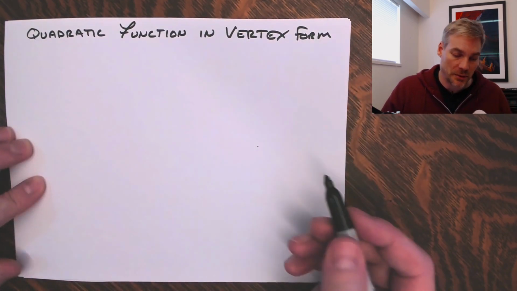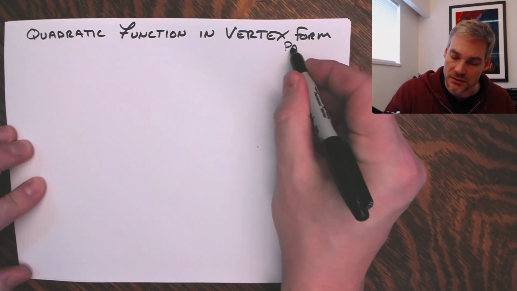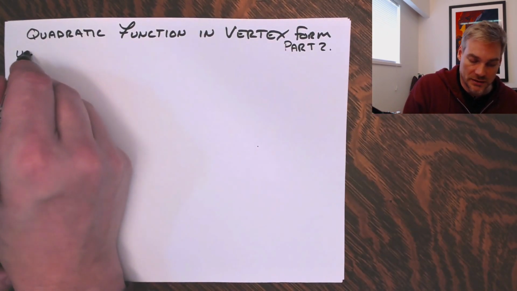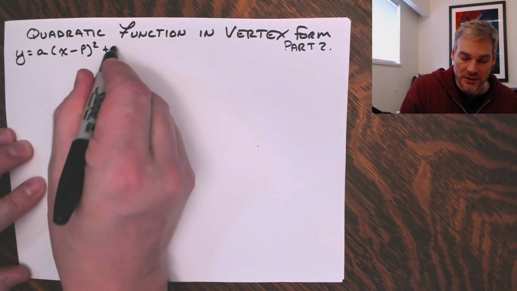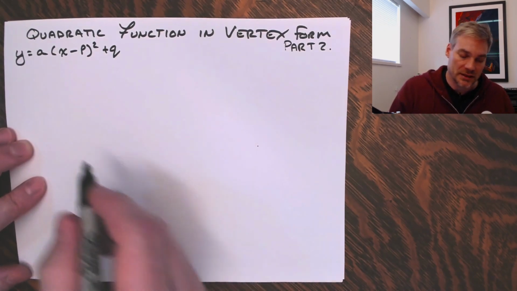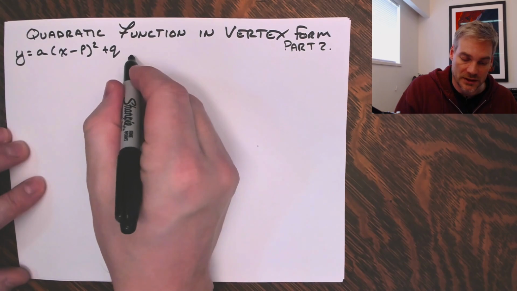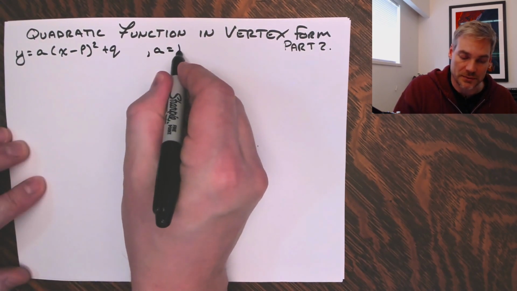This is part 2, so we're actually going to be curious about that. Let's write part 2. We have the bracket x minus p squared plus q, and that's our form. Now let's just assume a equals 1. For everything on this page, a equals 1.